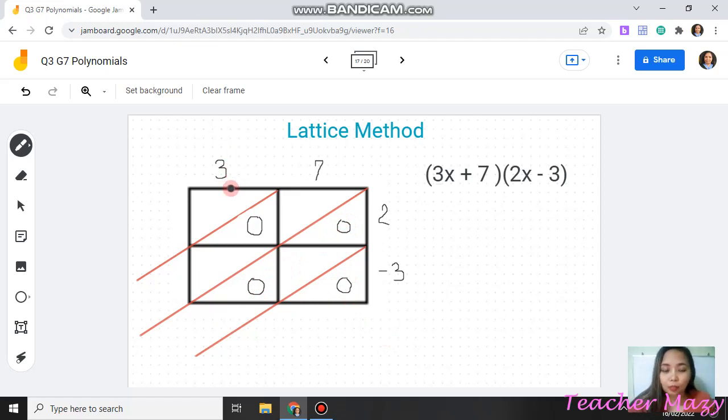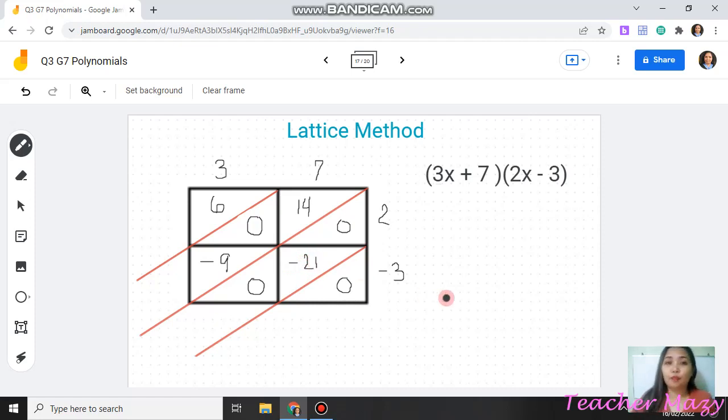Next, we need to multiply the entry of each column by the entry of each row. So that is 3 times 2 is equal to 6. Next is 7 times 2, that is equal to 14. Next, for the second row, we have 3 times negative 3, that is equal to negative 9. And then 7 times negative 3, that is equal to negative 21.